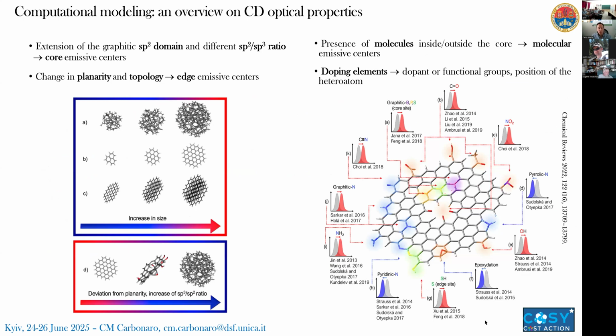Indeed, we see that if we increase the size, we move from blue emission. We are usually talking about optical properties, so where we have the emission of our system. So we can have a blue shift of the optical properties by changing the planarity or increasing the sp3 to sp2 ratio, or a red shift of the optical properties by increasing the size. And we also have to consider the presence of different molecules and doping elements, which allow us to modify the electronic levels in the system.